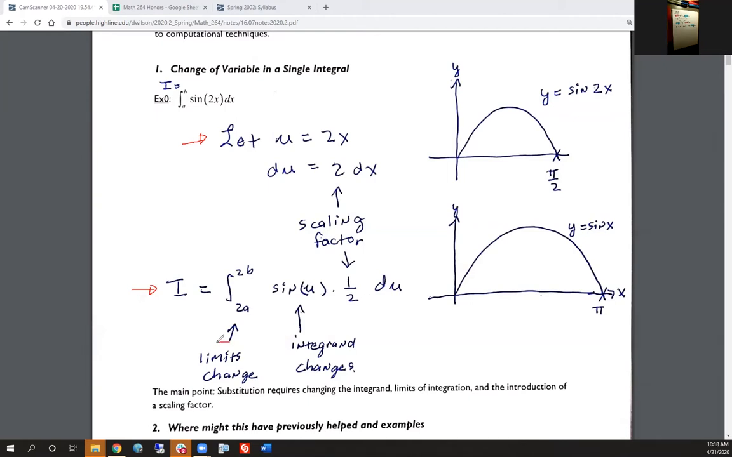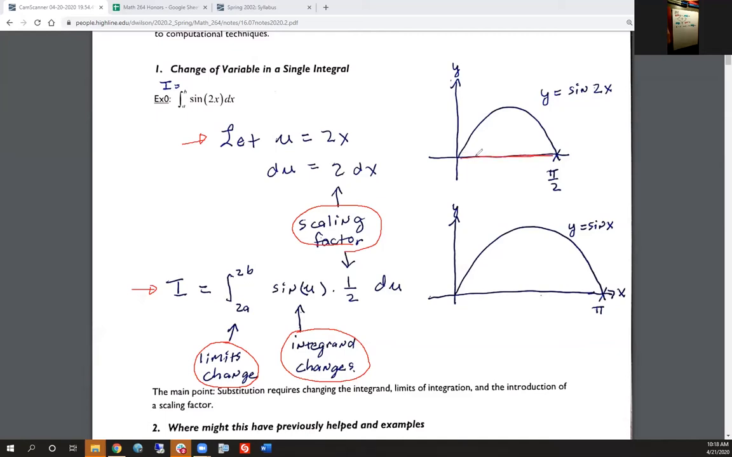And I want to point out the fact that when we did this, the limits of integration changed, the integrand changed, and we introduced the scaling factor 2, or 1/2. You might say, well, which is it? Is the scaling factor 2, or is the scaling factor 1/2? Yes. And you can think about it as follows.